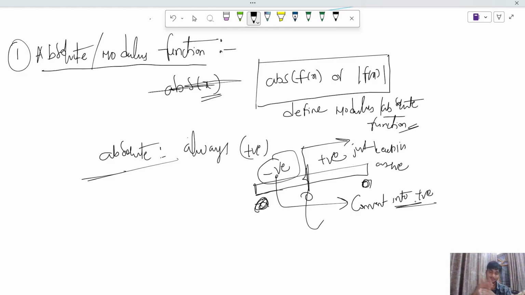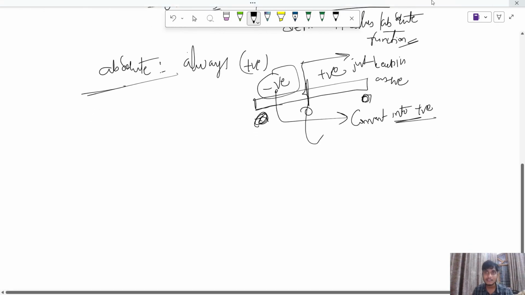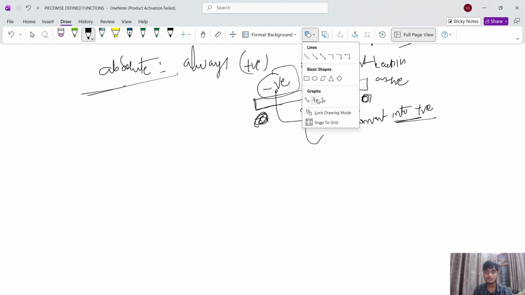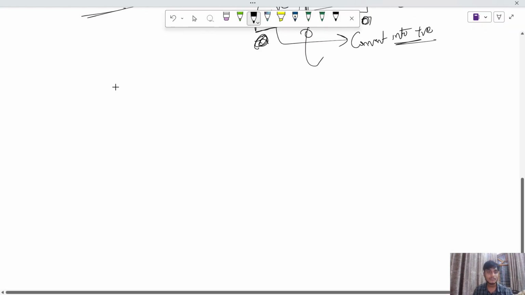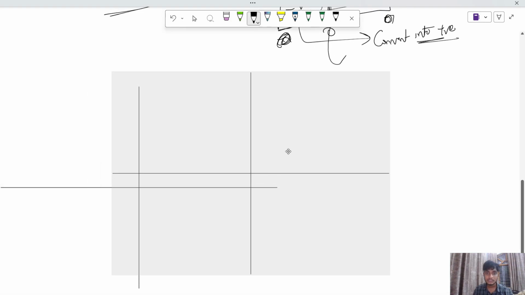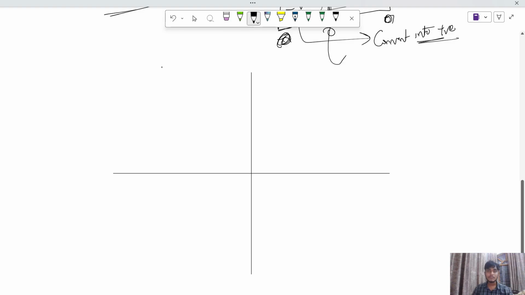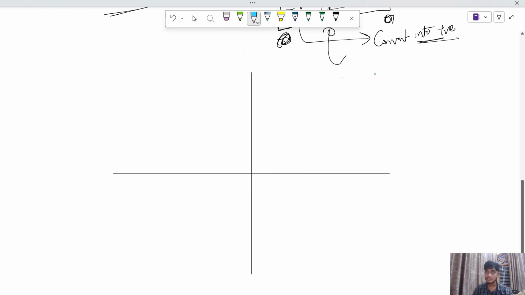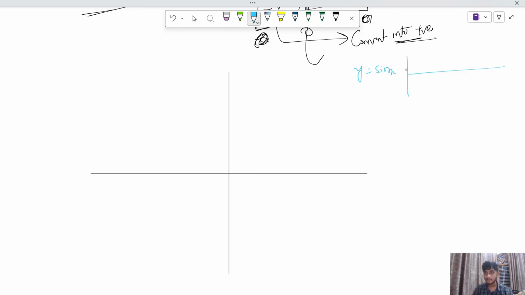Make a function f of x. Let's try to plot directly. I won't start with the plot of absolute of x, which I already told you I hate. I'll start with absolute of f of x. I'll take a simple function, y equals sine x, and it will look like this. It's like a snake, you can say.